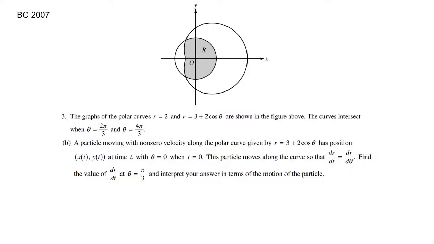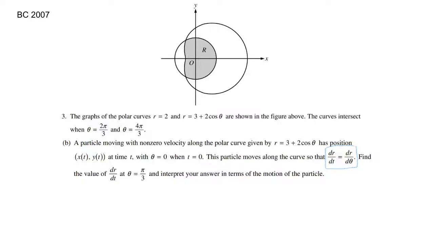Alright, so for part B, a particle moving with non-zero velocity along the polar curve given by r equals 3 plus 2 cosine theta has position x(t) and y(t) at time t. Theta equals 0 when time is 0. The particle moves along the curve so that, and we have an important piece of information right here, the rate of change of the radius with respect to time is equal to the rate of change of the radius with respect to the angle, theta.